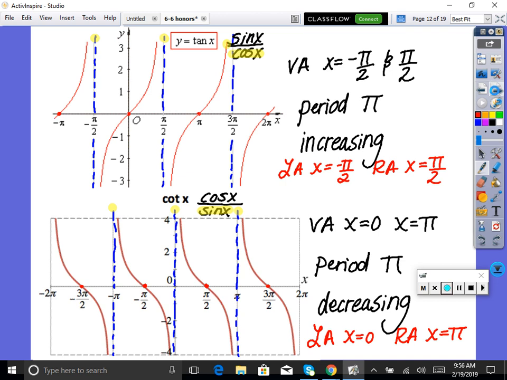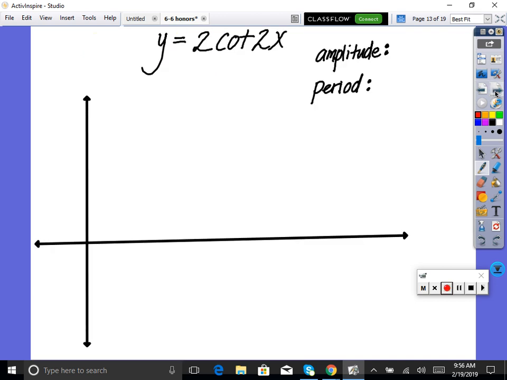Okay. So now we're doing 2 cotangent of 2x. So our amplitude is 2. So you'd go up 2 units, down 2 units.